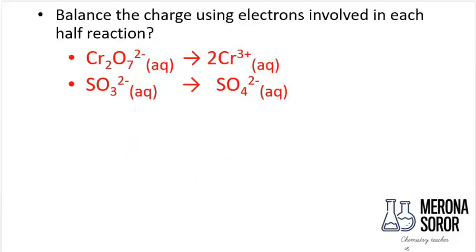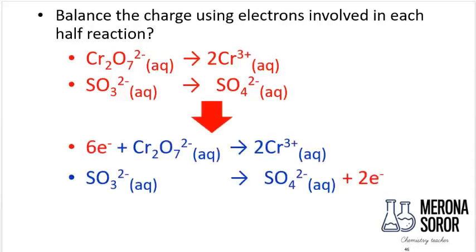Balance the charge using the electrons involved in each half reaction. The first equation must add 6 electrons to transfer chromium from Cr2O7 2 negative into 2Cr3 positive. And in the second equation, 2 electrons are produced when changing SO3 2 negative ion to SO4 2 negative ion, as we can see in these two equations.